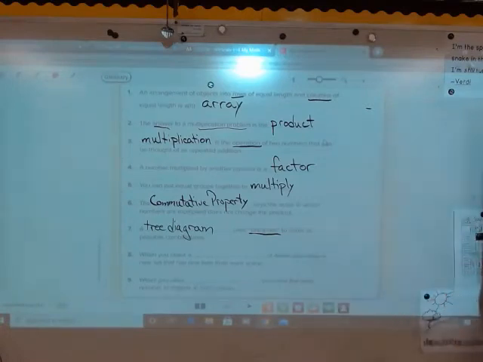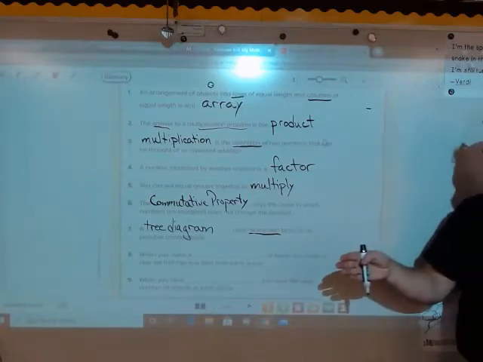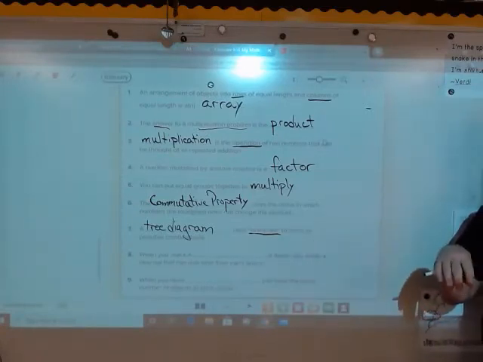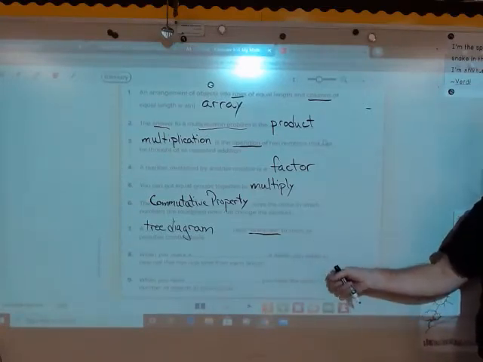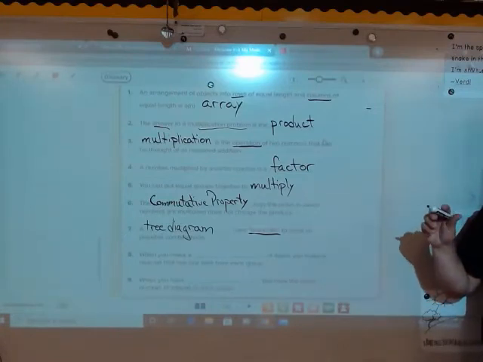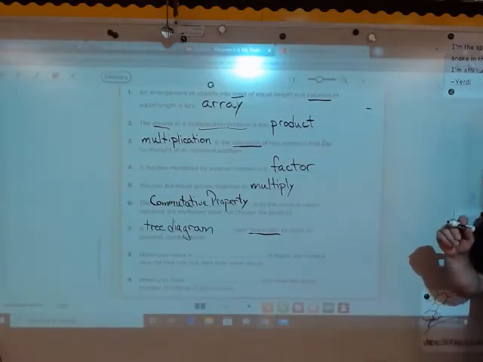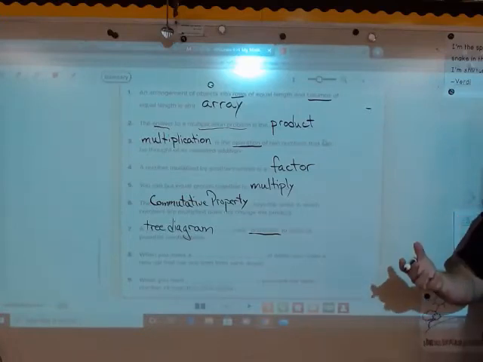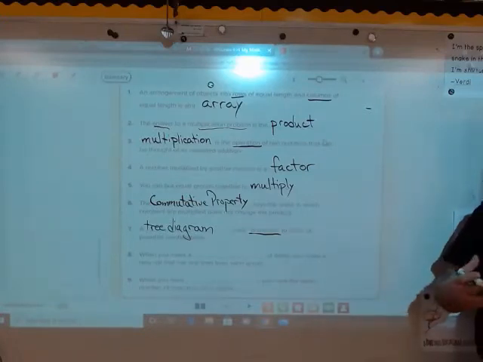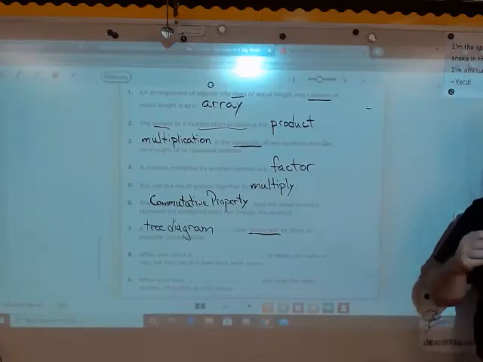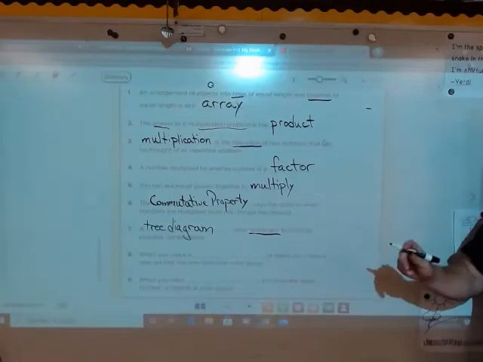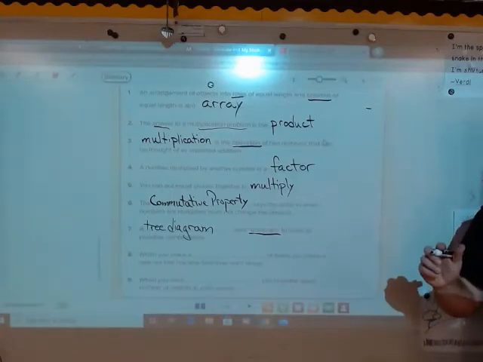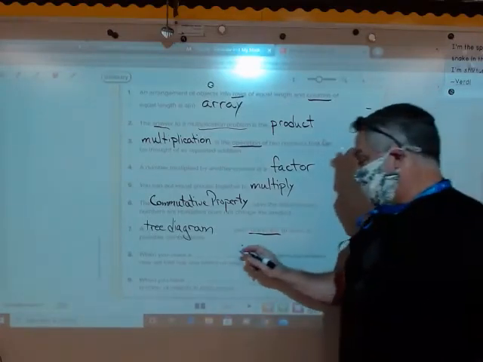Number 8. When you make a blank of items, you make a new set that has one item from each group. This one's probably the trickiest one because of how they worded it. When you make a blank of items, you make a new set that has one item from each group. What'd you put, Colton? Combination. Combination. You said, yeah, that's right. Okay, that is basically what a combination is.